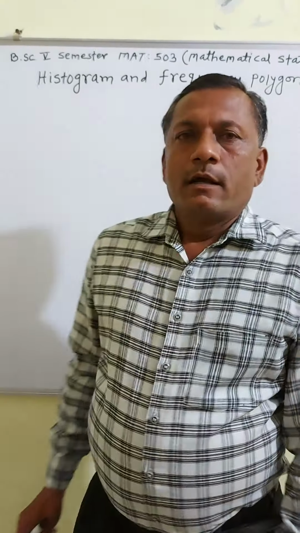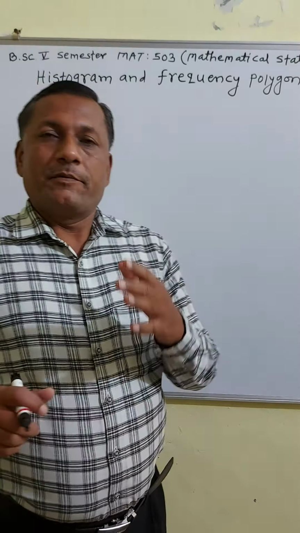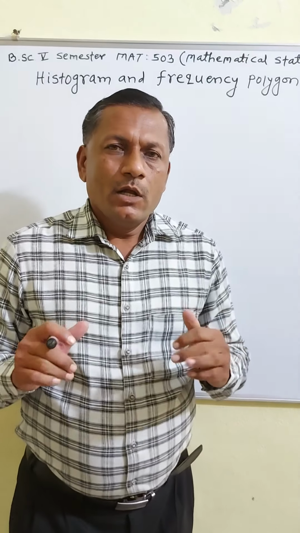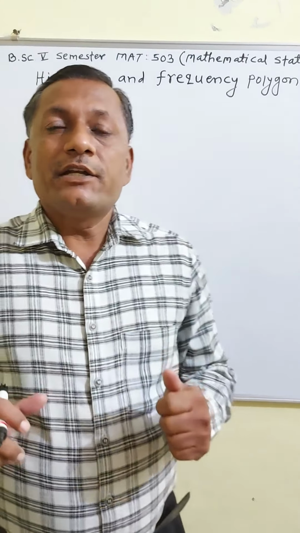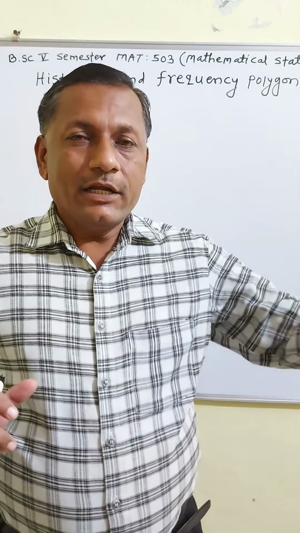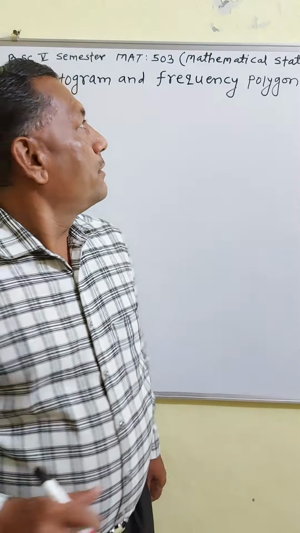Hello students, today we see how you draw a histogram and frequency polygon of continuous frequency distribution. If you are given a discrete frequency distribution, then you convert it into the continuous frequency distribution and then draw a histogram.